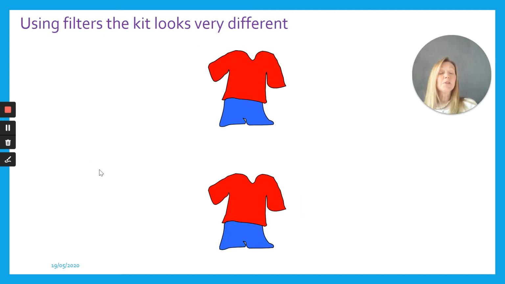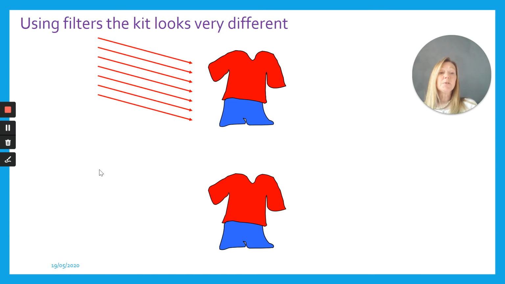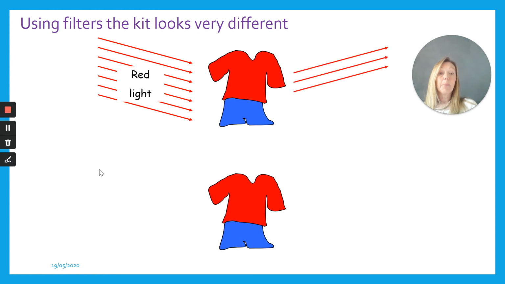Now, if we use filters, this same football kit is going to look very different. So if we start with a red filter, that will absorb all the other colours of light and only allow red light to pass through. That red light is then absorbed or reflected from the football kit. So in the case of the red t-shirt, it would still reflect the red light and of course would appear red.